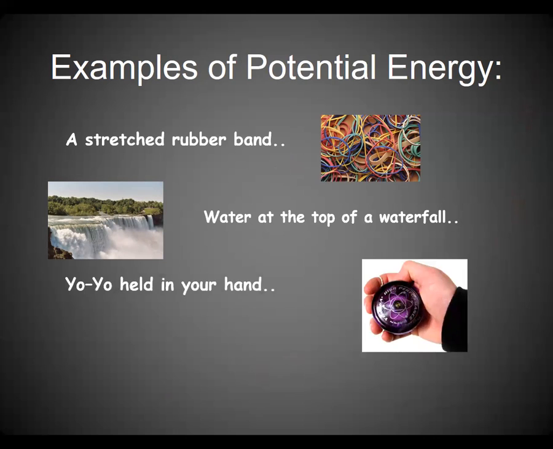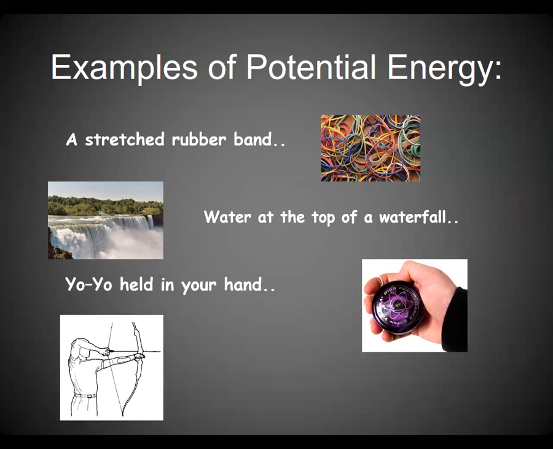A yo-yo is another example. While it's in your hand, it has lots of potential energy, and then you release it, and it uses that energy. And then if you pull back on a bow, that's another example of potential energy. The arrow's not going to move until you let go of that string, right? But as you pull the string back, you're basically adding potential energy into the bow. And while you hold it there, it's just got that potential until you let it go, and then the arrow flies.